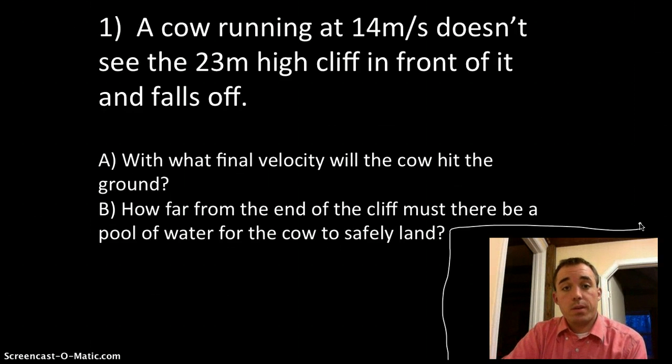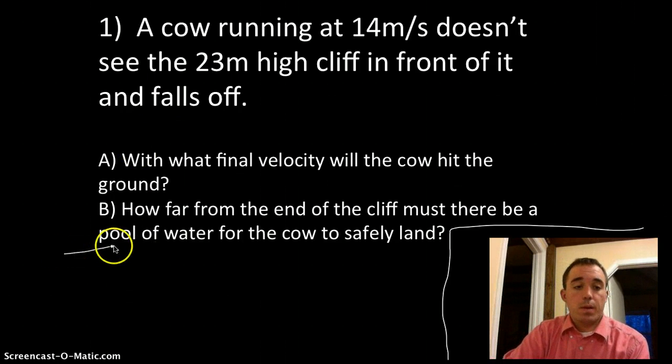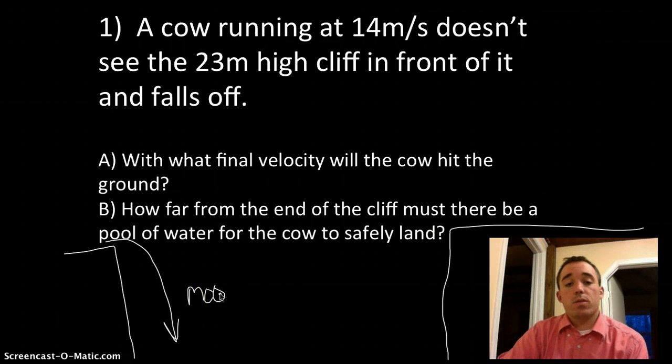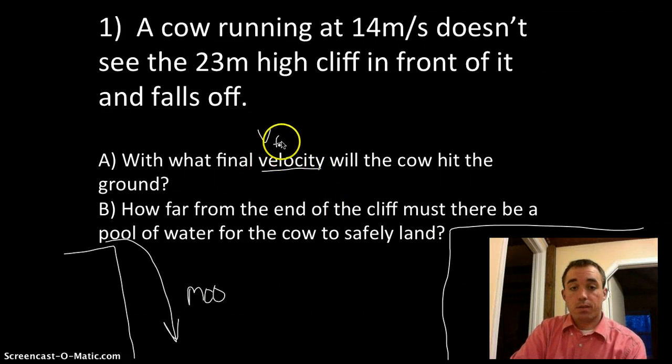It doesn't see a 23-meter high cliff, so it falls off. So basically, top of a cliff, the cow is going to fall off. So we have to figure out the final velocity with which the cow hits the ground. So that's our VF. And we also have to find how far, so that would be our range, our dx. So we'll start with part A first, and I'll do that on the next slide.